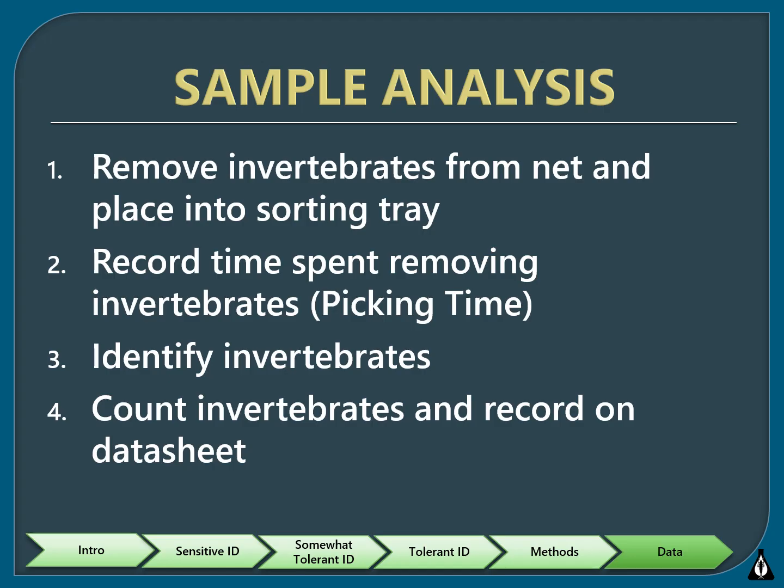After invertebrates are collected from the stream, you will remove them from the net, sort them into trays, identify them, and count them to record on the data sheet. If fish are collected in the net, return them to the water immediately. If any crayfish or mussels are collected in the net, count them and immediately return them to the water.